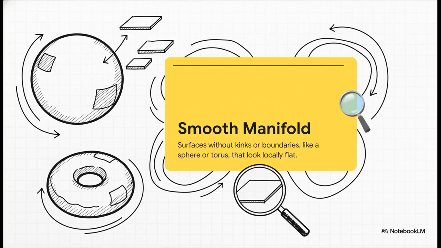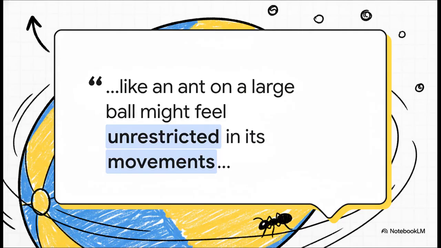And the really cool thing about it is, if you zoom way, way in on any tiny little patch, it looks totally flat. And the source material has this absolutely perfect analogy for this. Imagine an ant walking around on a giant beach ball. From the ant's perspective, the surface of that ball is its entire universe. It doesn't feel like it's following a rule or a constraint. It just feels like it's walking on flat ground. And that simple shift in perspective is a total game changer.